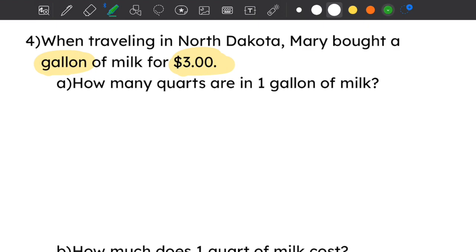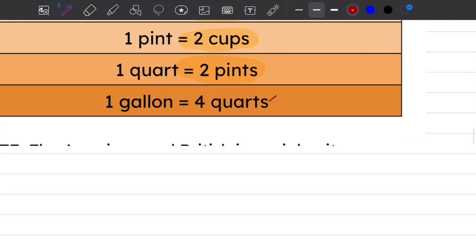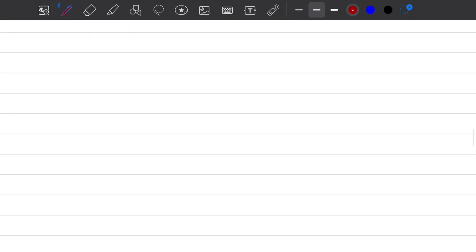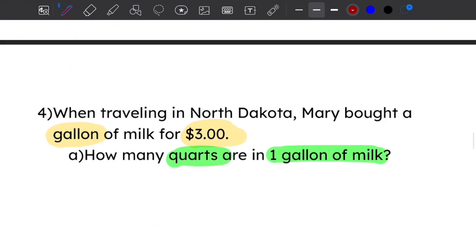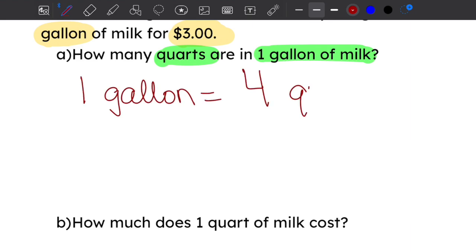Let's look at one question at a time. How many quarts are in 1 gallon of milk? We don't need to do any operations, anything at all. We're just going to get this relationship from our conversion factors, from our formula sheet. So here I know that 1 gallon is equal to 4 quarts. That's the only thing I have to do here. So I'm going to write that down. 1 gallon is equal to 4 quarts.